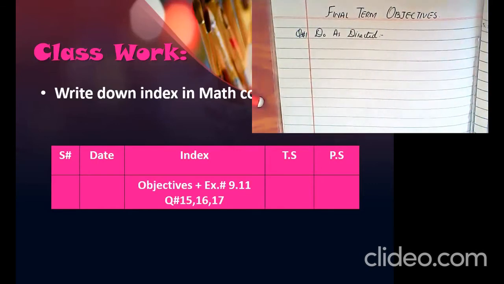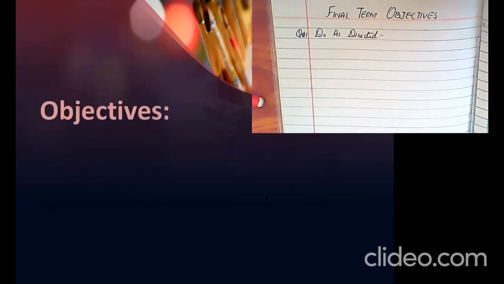And then question number one, that is do as directed. Is it clear? It is clear. In do as directed, you have to write down the direct answer. I hope all of you have done with it. Now let's start the objective section.